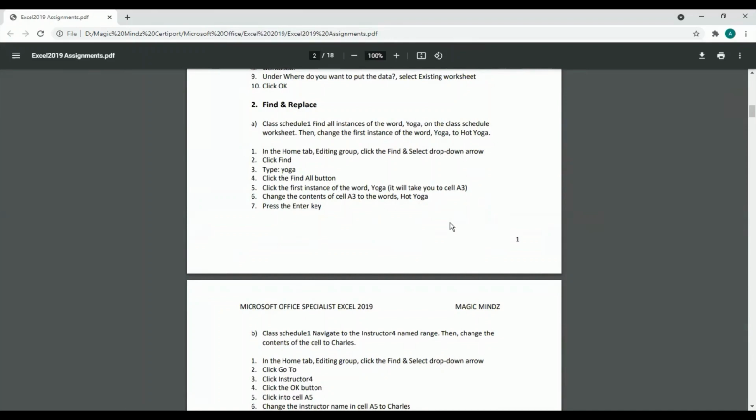Now, he's being very specific. He's saying that you have to just find the word yoga and replace it with hot yoga, and you have to change only the first instance of the word yoga. So now, let's go ahead and do this. So I'm going to open class schedule 1.